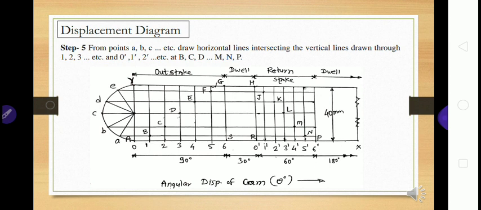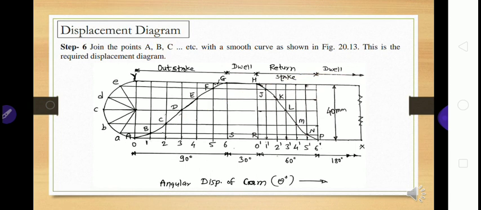So mark these points, and in the next step join all these points by a smooth curve, and this smooth curve will now represent the displacement diagram. How will it be? From A to G, G to H, H to P, and P to X will be our displacement diagram for the complete follower motion, isn't it?